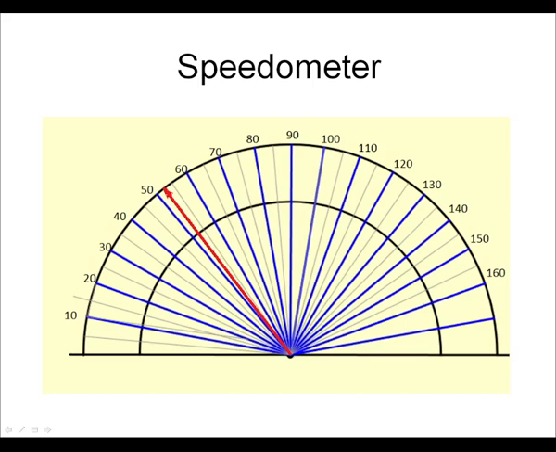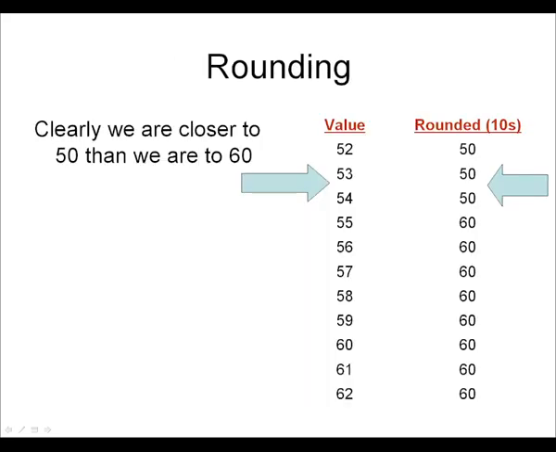Let's have a look at a picture that represents a speedometer. The red arrow there is clearly closer to 50. If we're counting 40, 50 or 60, the blue lines, we can see that the grey lines are halfway between 50 and 60. So that red line is definitely closer to 50. So there we are, we're at about 52 or 53, and we'd round that to 50 if we were counting in tens, because it's clearly closer to the 50 mark.